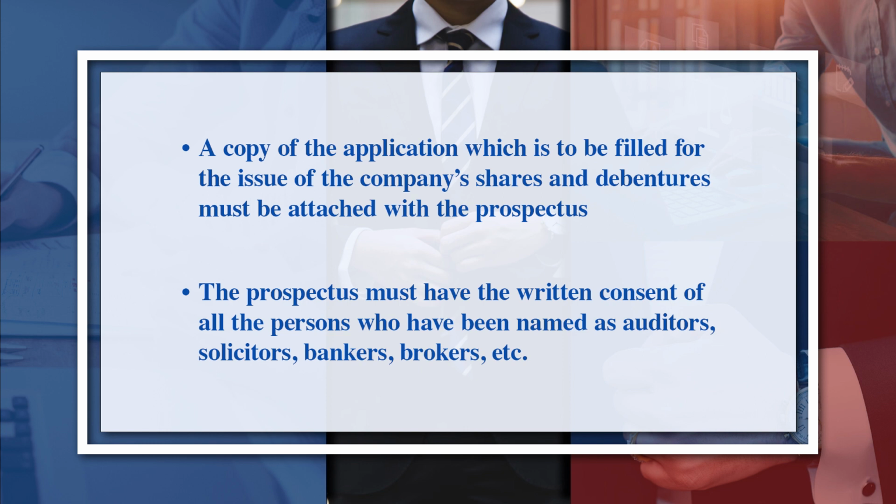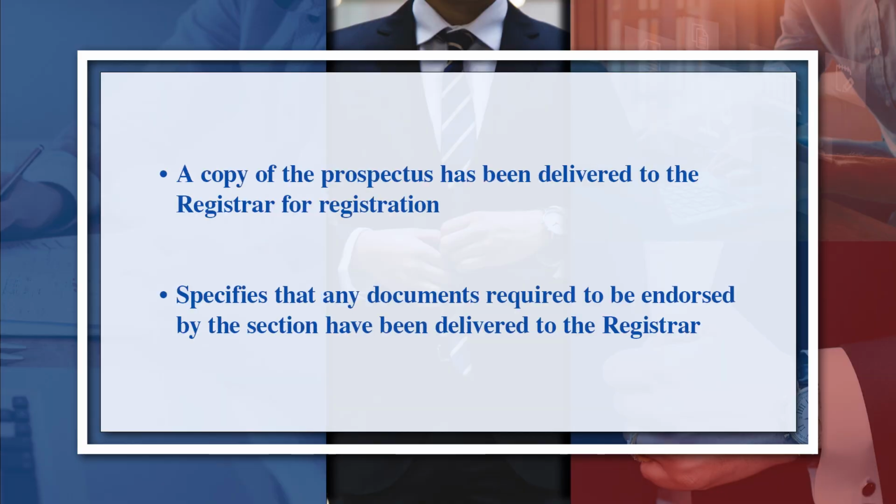The prospectus must have the written consent of all the persons who have been named as auditors, solicitors, bankers, brokers, etc. Every prospectus must have on the face of it a statement that number 1, a copy of the prospectus has been delivered to the registrar for registration. Number 2, specifies that any documents required to be endorsed by the section have been delivered to the registrar. We must also remember that a copy of the prospectus must be filed with the registrar of companies.